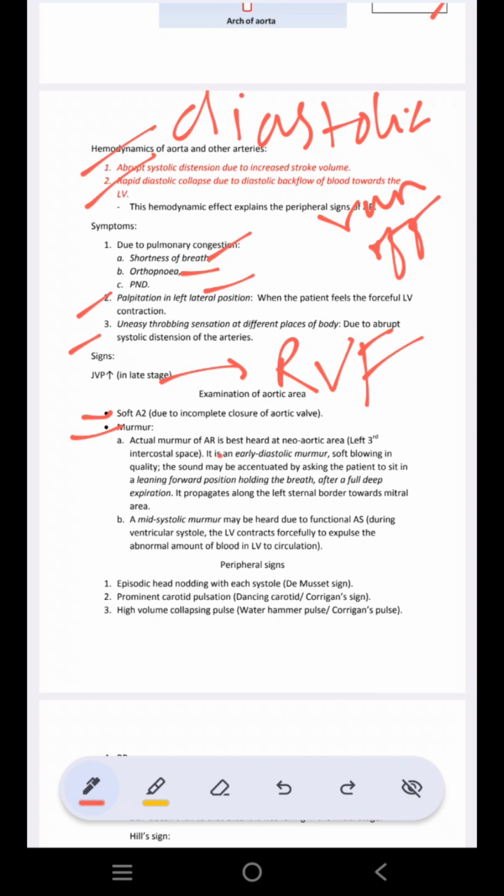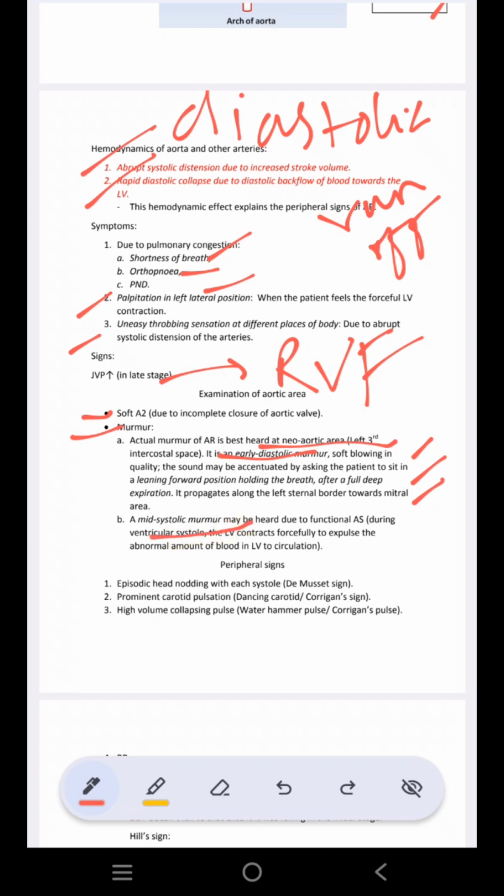Now, specifically, if you come to the CVS examination, what are the sounds you will hear? S2 will be soft and only A2 will be produced. What will be the murmur? Very important thing. Consider the fact that blood is coming back to the left ventricle. And when will the blood come to the left ventricle? In diastole. So you get an early diastolic murmur. And you hear it best in the neo-aortic area, that is the left third intercostal space.